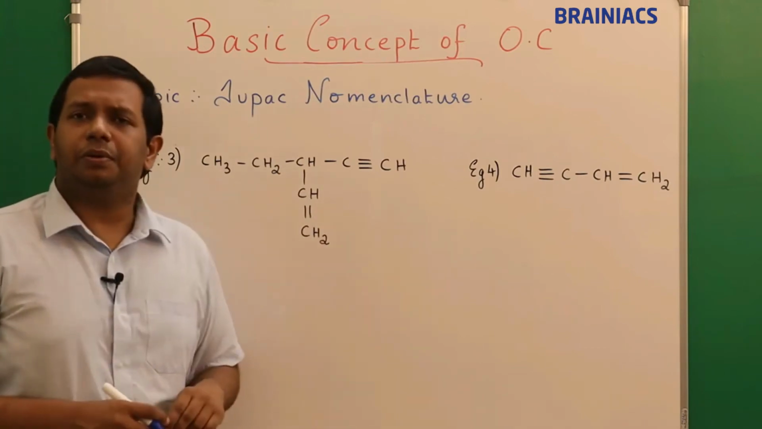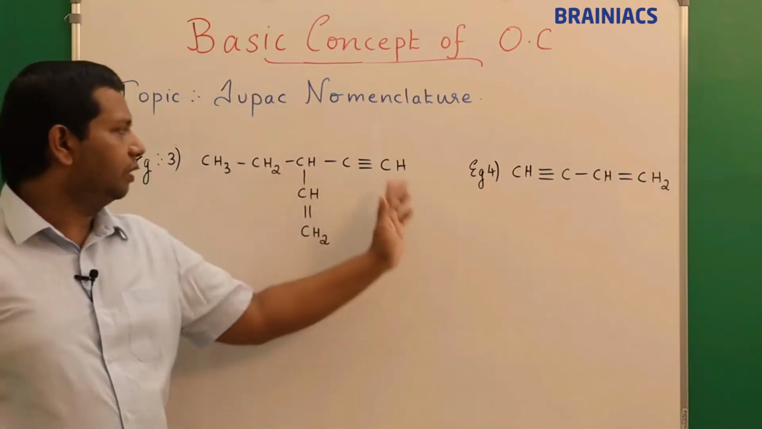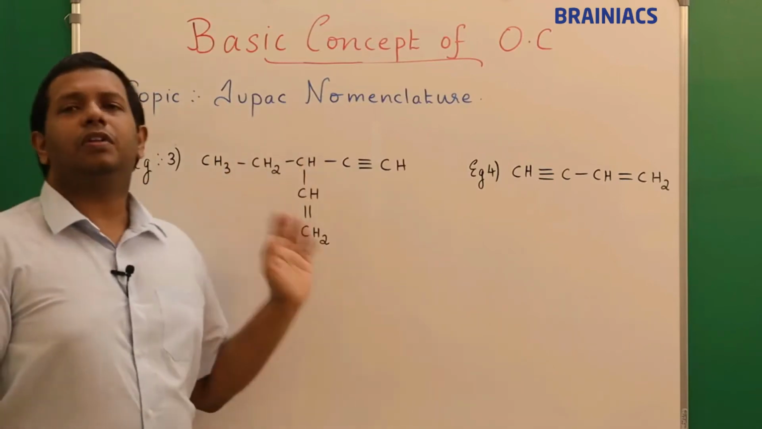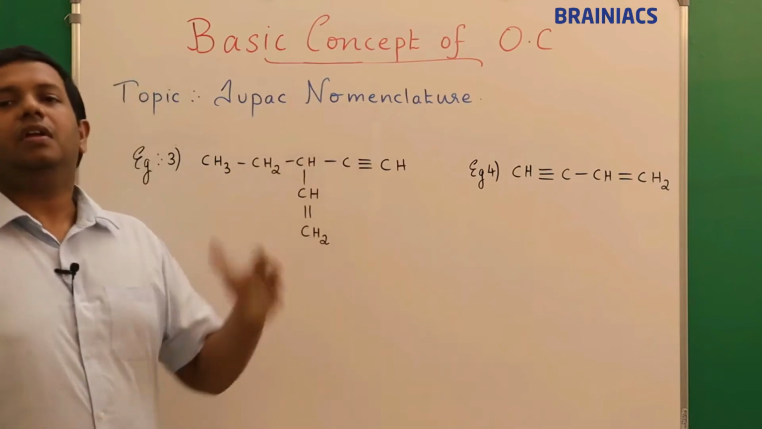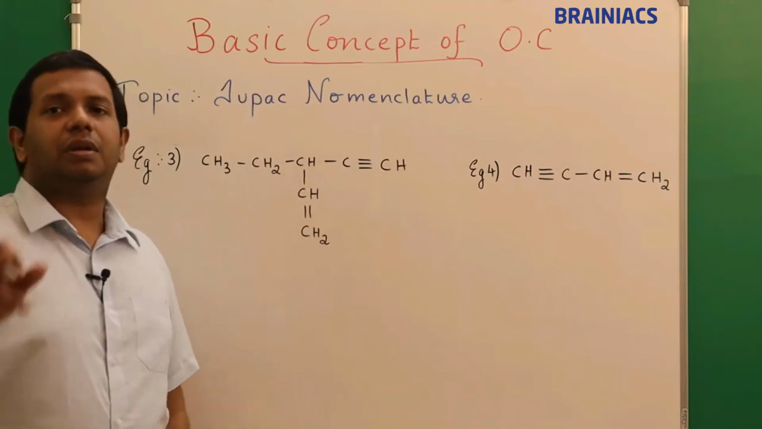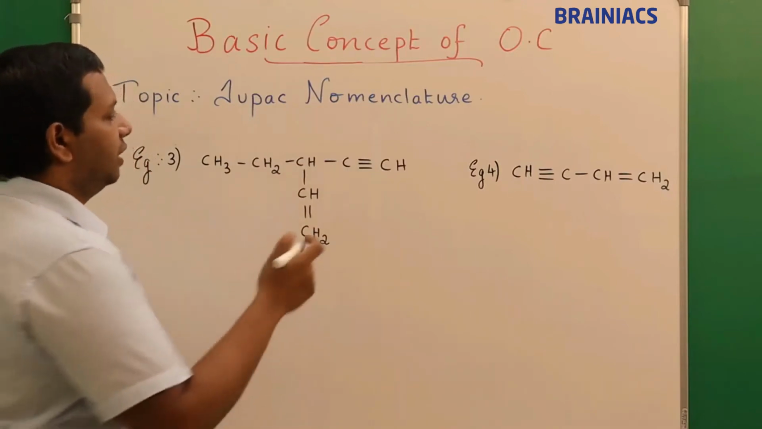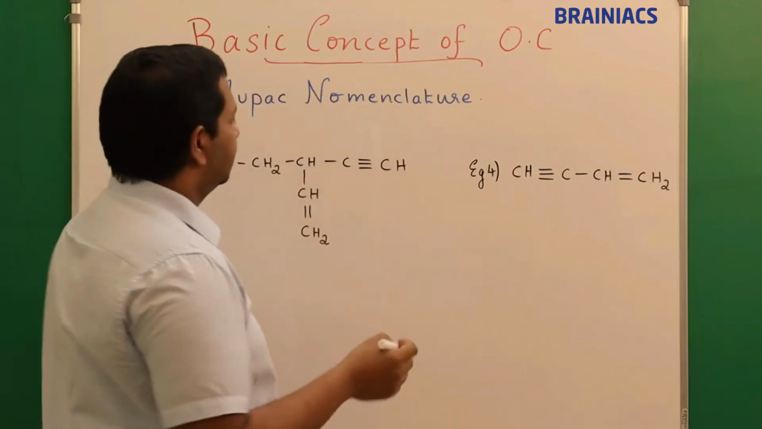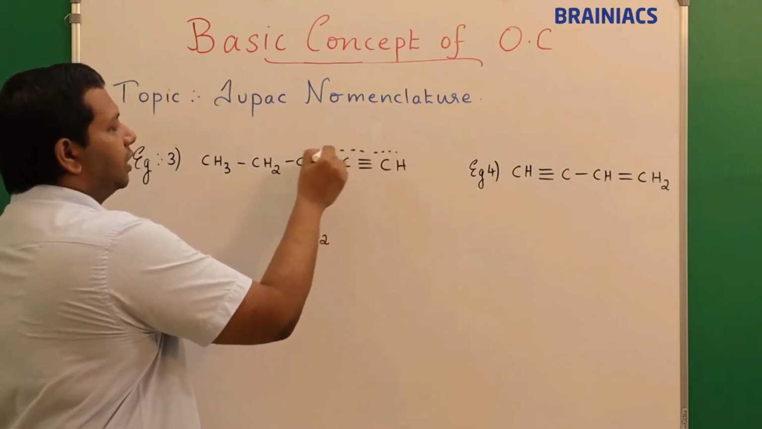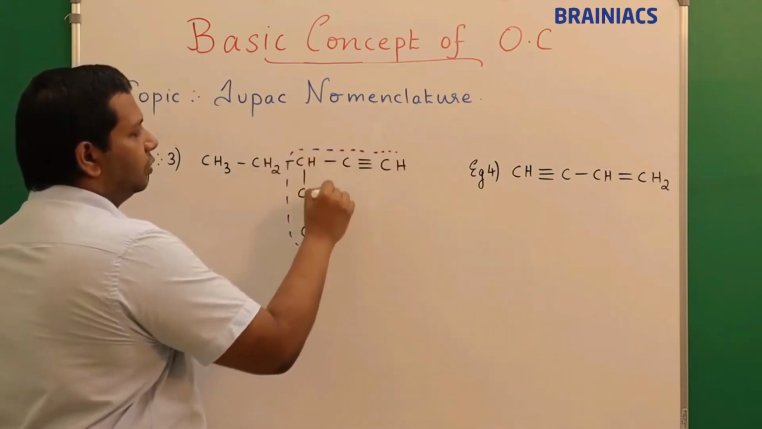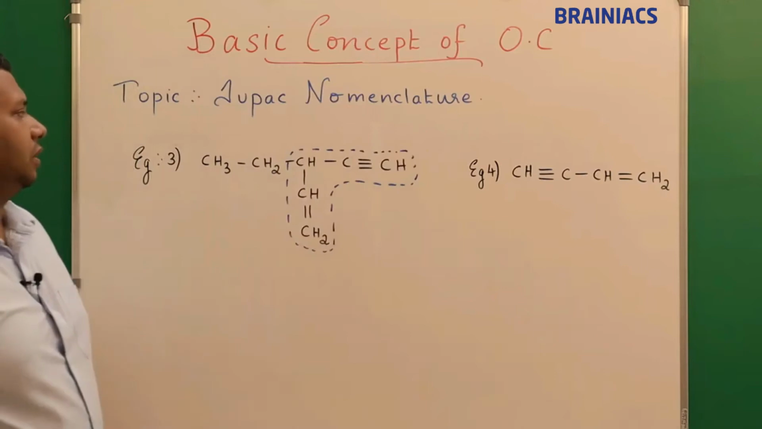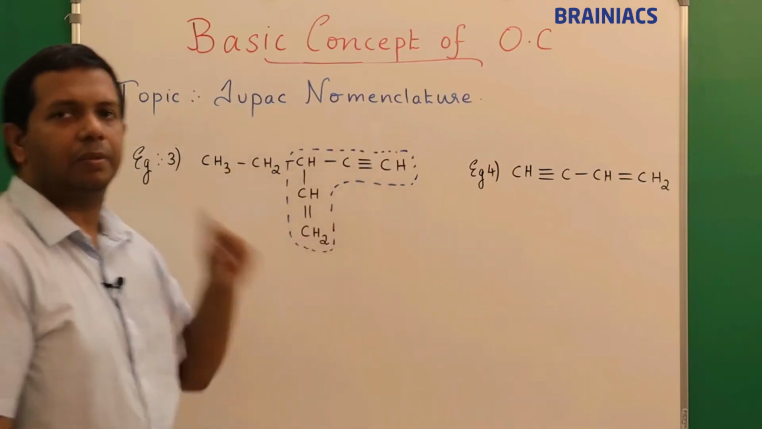The first step is to check whether any functional group is present in the given compound. No, it is not there. What is the next thing to check? Whether any double bond or triple bond is present. Yes, a double bond and a triple bond are present. Then the rule says to select the carbon chain in such a way that you include the maximum number of double bonds and triple bonds. So I should choose the parent carbon chain in this way, because if I choose like this, then both the double bond and triple bond are included. So this is my parent carbon chain.